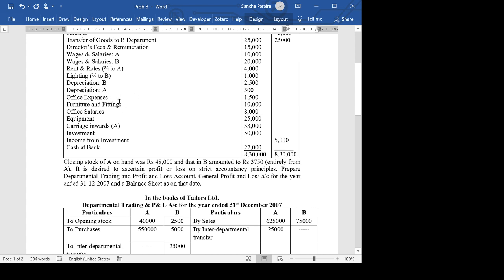profit and loss account, because these balances, furniture and fittings and equipment, are given after depreciation. It's already given after depreciation. Only when depreciation is given in the adjustments, that's when it's not shown at all. That's when you need to take it and show two effects. So depreciation will come only once. Furniture and fittings, then we have office salaries of 8,000.